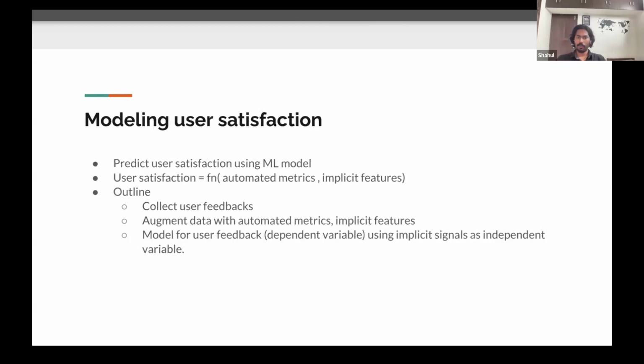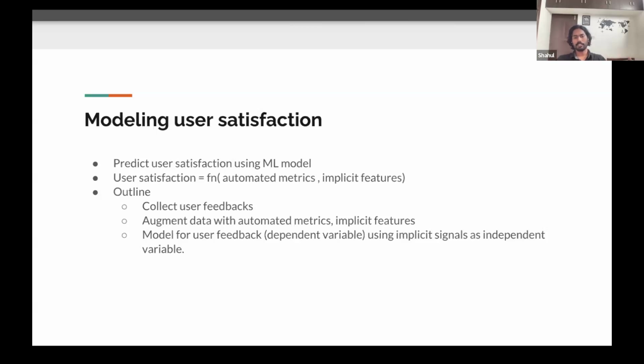So how can we do it? One of the simplest methods that we have seen is to model user satisfaction as a function of automated metrics. For example, you can run RAGAS metrics through many of the production traces that have user feedback and collect those as features, and then also have the LLM augment some of the implicit features that come with the user interaction, and model user satisfaction as a function of both of these features.